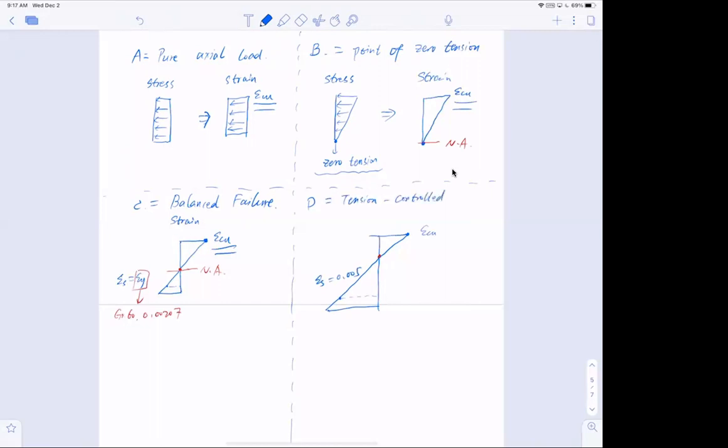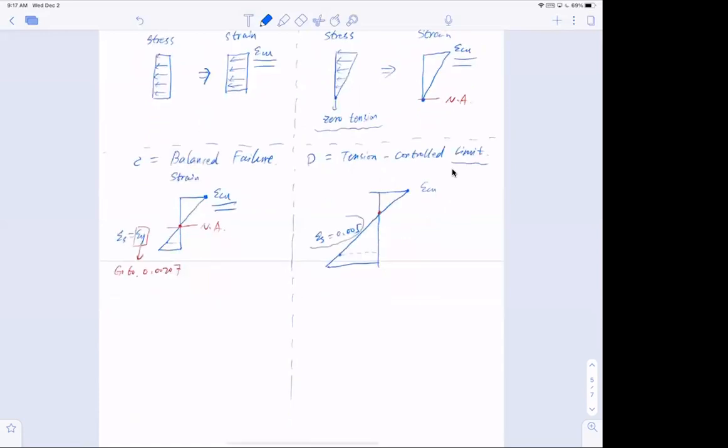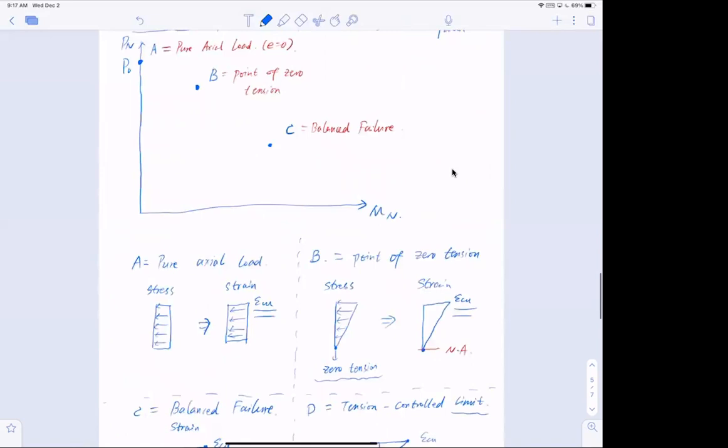Or I don't call it, people call it already, right? But this is defined as the tension controlled limit. You probably know that already. Remember how we determine phi, the strength reduction factor, for this case is 0.9. So now I have my point D.